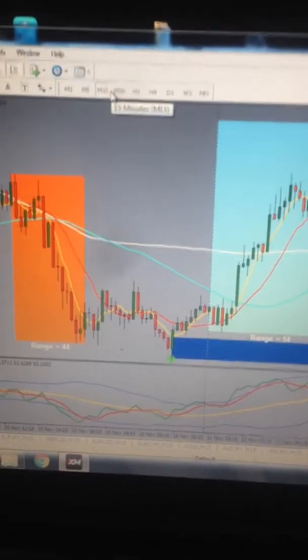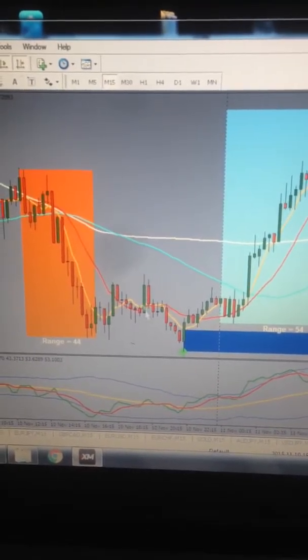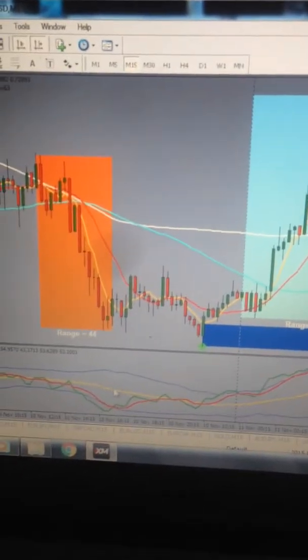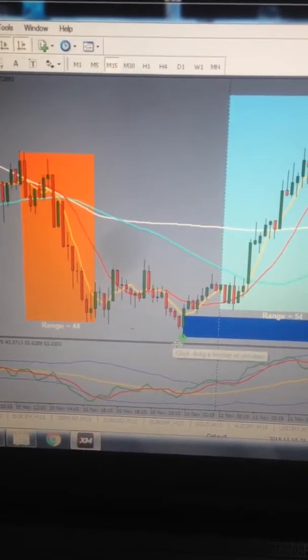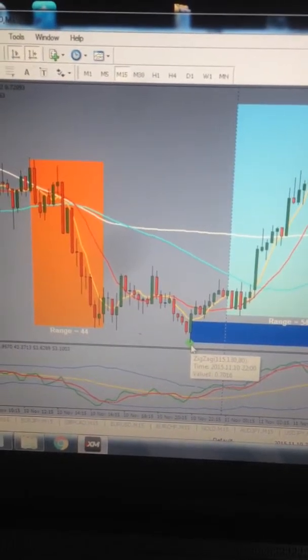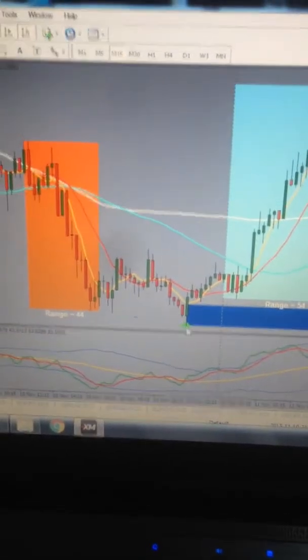Then you come down to the 15-minute time frame. You check what is happening in the 15-minute time frame, plus your TDI giving you a confirmation. And you can see this arrow right here. This arrow right here indicates that you should be going long.